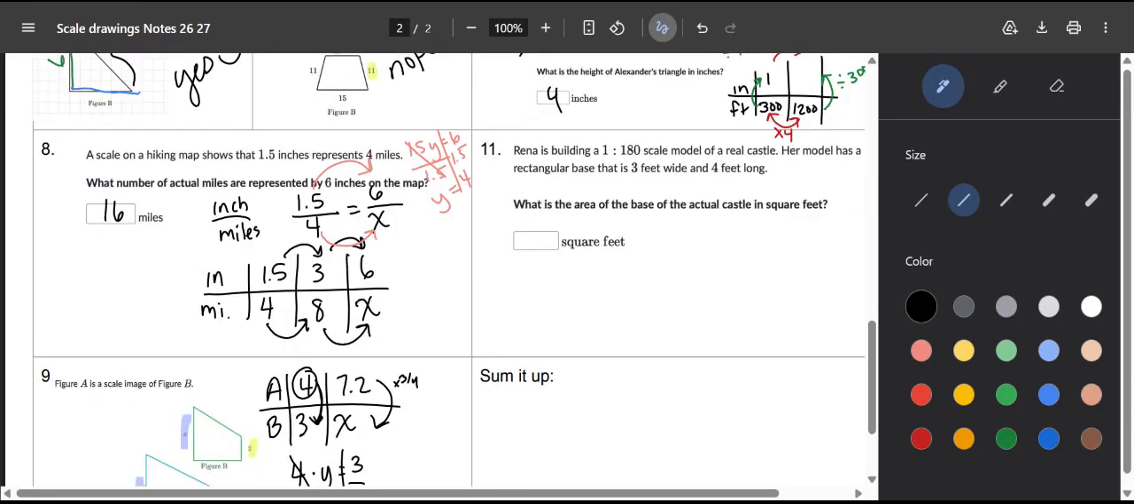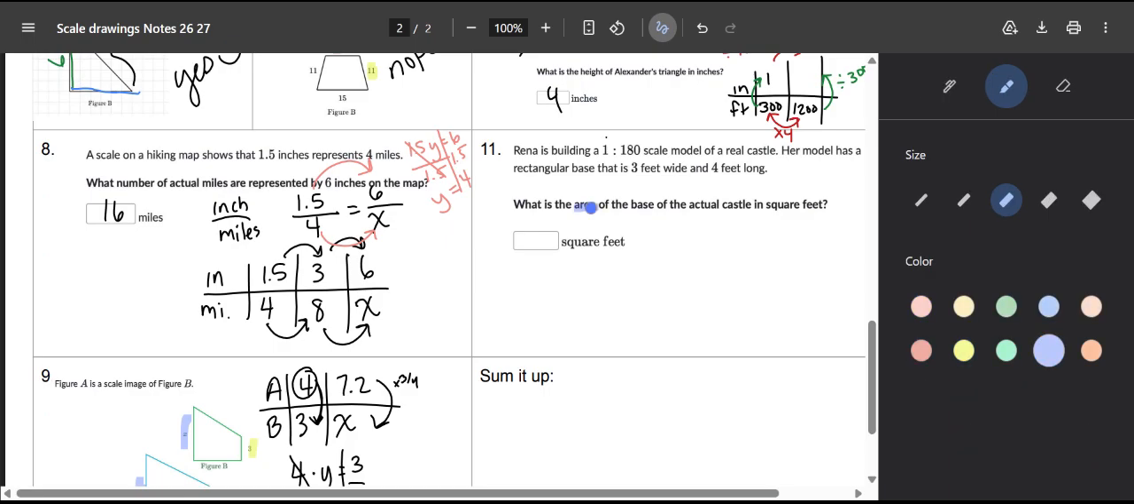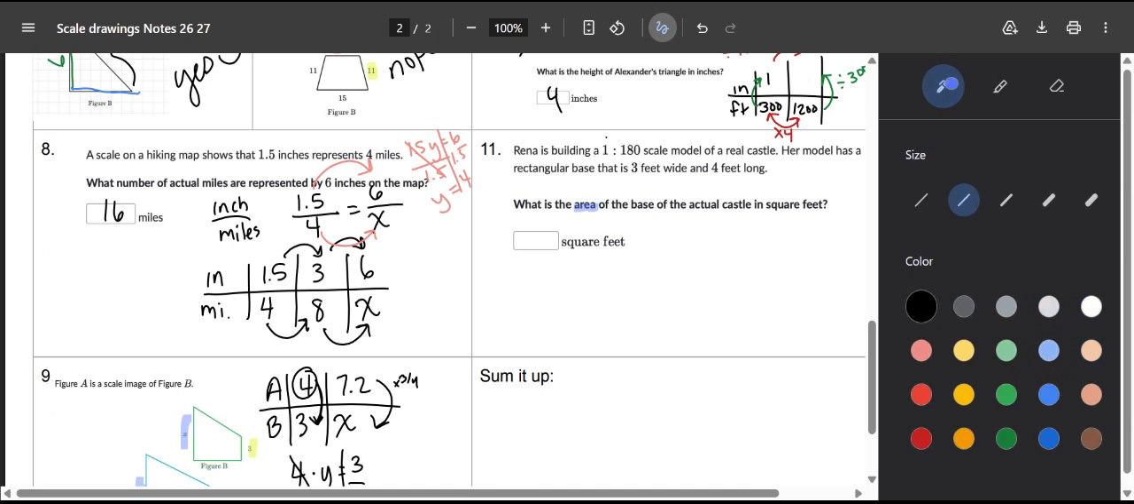All right, we have problem number 11. Rena is building a 1 to 180 scale model of a real castle. That means 1 unit on the drawing or the model will equal 180 units in real life on her real castle. Her model has a rectangular base that is 3 feet wide and 4 feet long. We need to find the area of the base of the actual castle in square feet. So, looking at the model, it's 3 feet wide by 4 feet long. That's a rectangle. So the real castle will also be a rectangle. We need to find the area of that real castle.